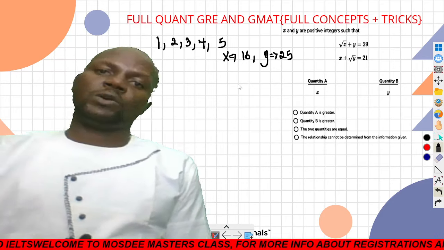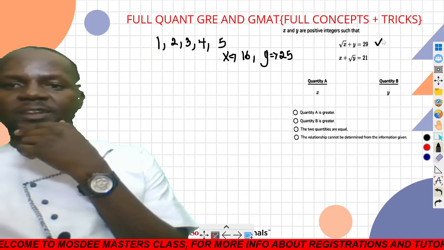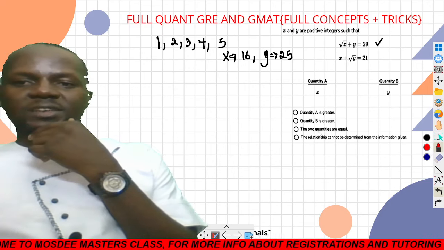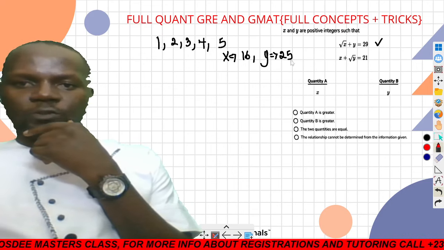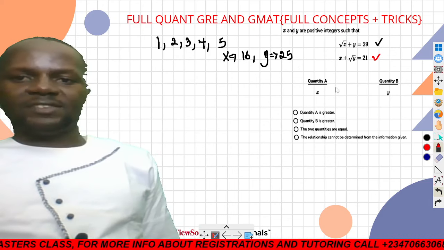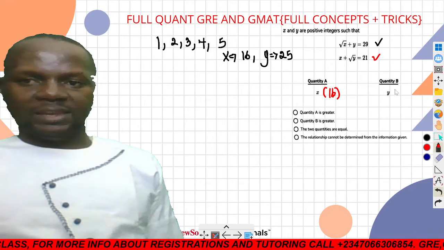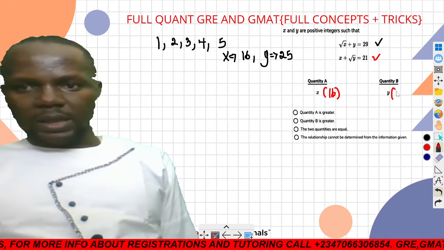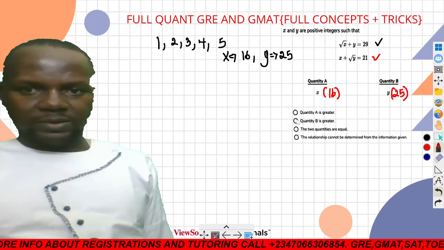Let's see if it works with the two equations. Watch. 25 plus square root of 16 is 29. Check. The second one, x is 16 plus square root of 25, 16 plus 5 is 21. Check. So this is the answer. X is 16 and y is 25. So which one is bigger?